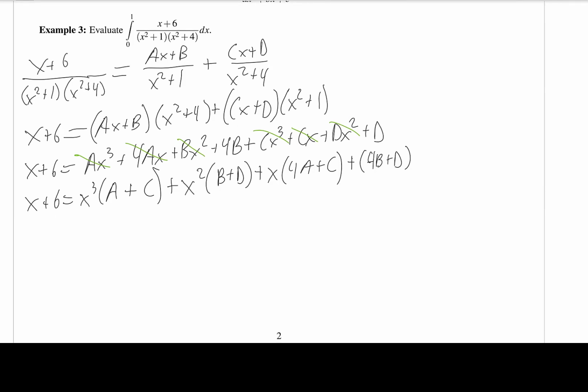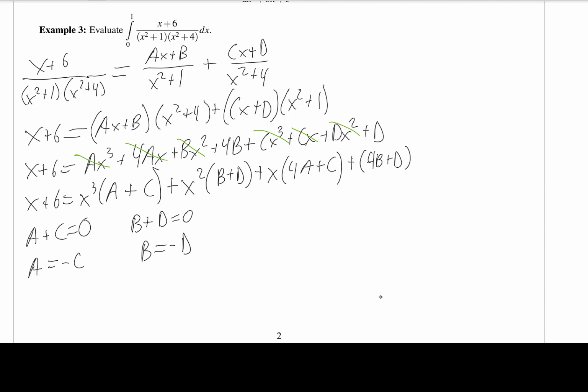So no x cubes on the left-hand side. That tells me a plus c is equal to 0. So a must be equal to negative c. No x squareds on the left-hand side, so that means b plus d must be equal to 0. So b is equal to negative d.